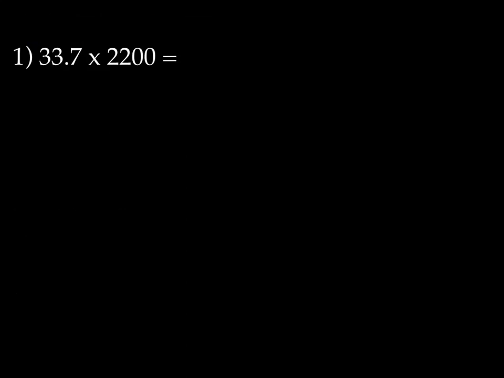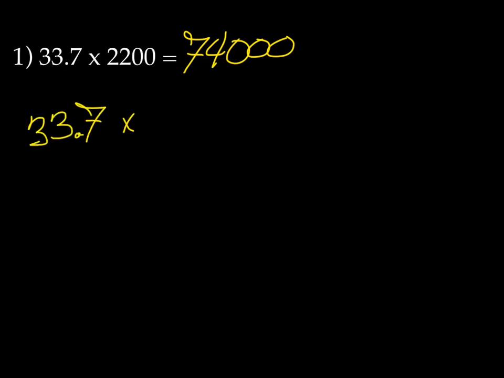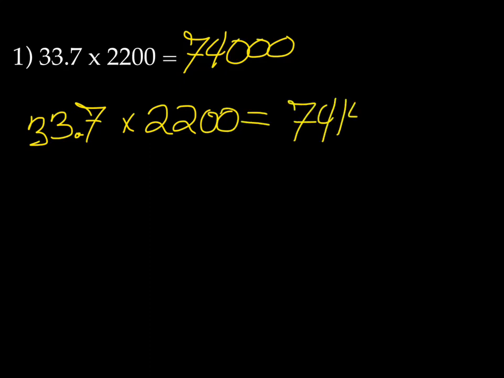For number 1, I came up with the answer 74,000. Okay, let me go through step by step how I came up with that answer. First thing I did was put 33.7 times 2200 into the calculator and came up with an answer of 74140. Next, I determined the number of sig figs in the original numbers.